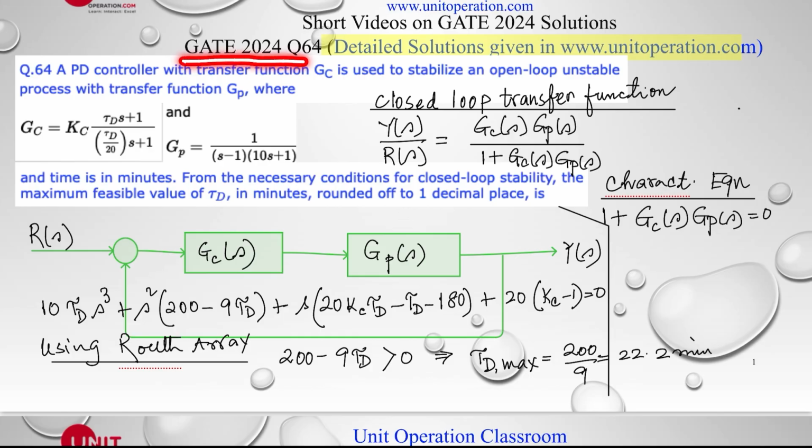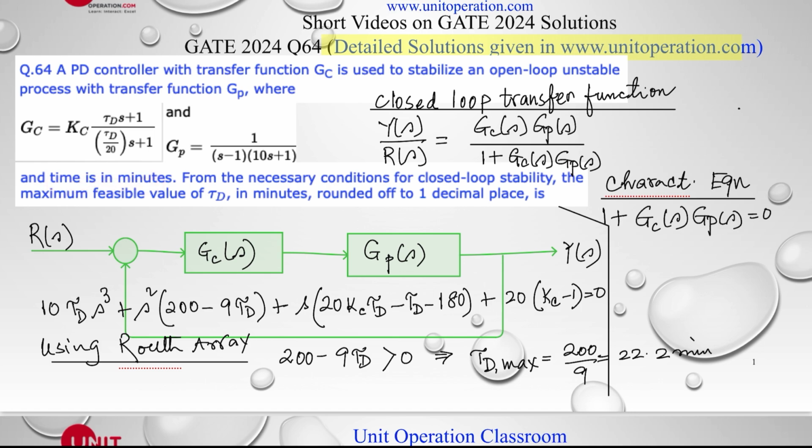We are discussing now GATE 2024, question 64. A PD controller, proportional derivative controller, with transfer function GC, which is already given, is used to stabilize an open loop unstable process. We'll see what kind of an open loop unstable process it may be with a practical example, with transfer function GP. This is the process transfer function, and the times are in minutes.